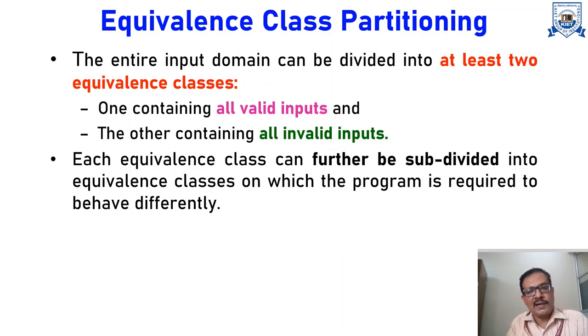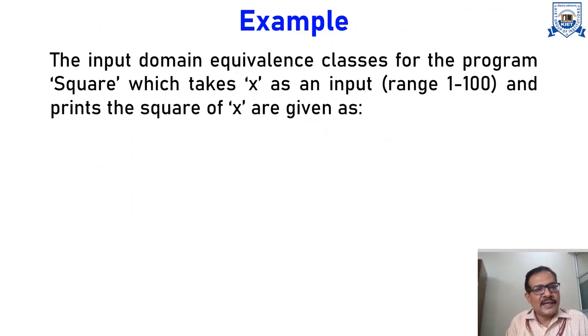So one input domain is going to contain the sets of all valid inputs, and another one is all the invalid inputs, right? After creating this, according to your requirement, you may again subdivide the valid inputs or the invalid inputs into some possible further subclasses, right? If you look at here, the same program, we are taking the square, and this program is going to take x as an input which is ranging from 1 to 100, and my program is going to print the square value of x, right?